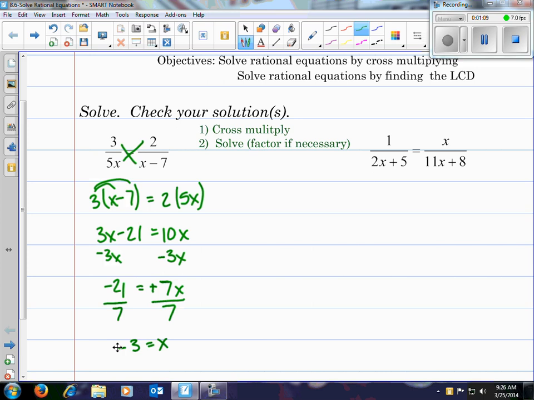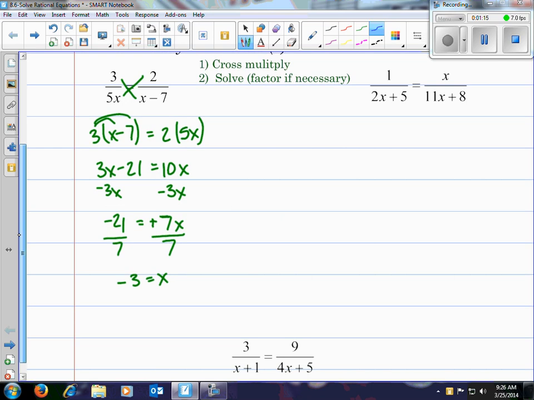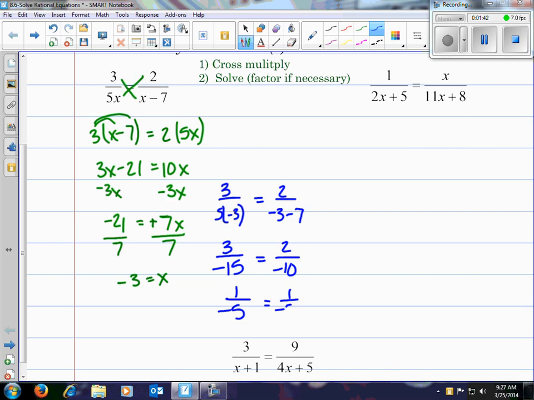Now, the only thing I need to do is make sure that I plug it in up here to make sure that it works. So I have 3 over 5 times negative 3 is equal to 2 over negative 3 minus 7. So this is 3 over negative 15 is equal to 2 over negative 10. This reduces down to 1 over negative 5, and this reduces down to 1 over negative 5. So yes, that works just fine.